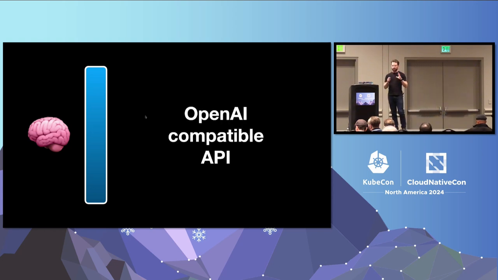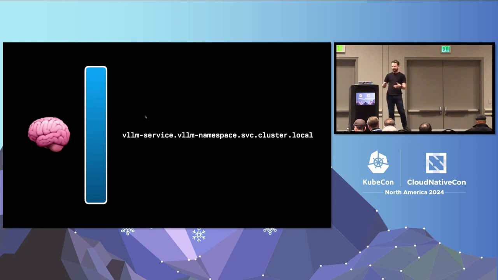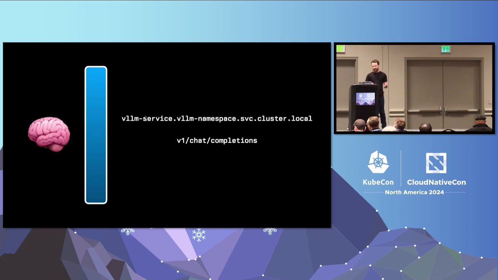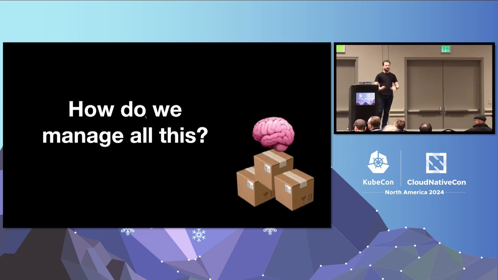This enabled us to use that OpenAI compatible API as if it was OpenAI internal to our cluster for those other services. What this looks like is, again, good old-fashioned Kubernetes DNS: vllm service, .vllm namespace, svc.cluster.local, and then we can use that OpenAI compatible API at v1/chat/completions. So how do we manage all this?